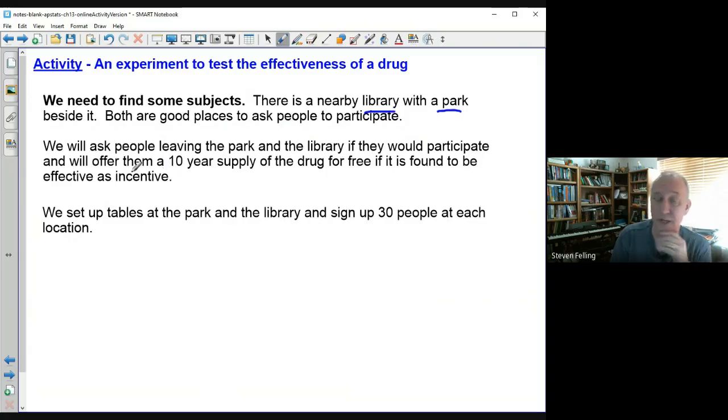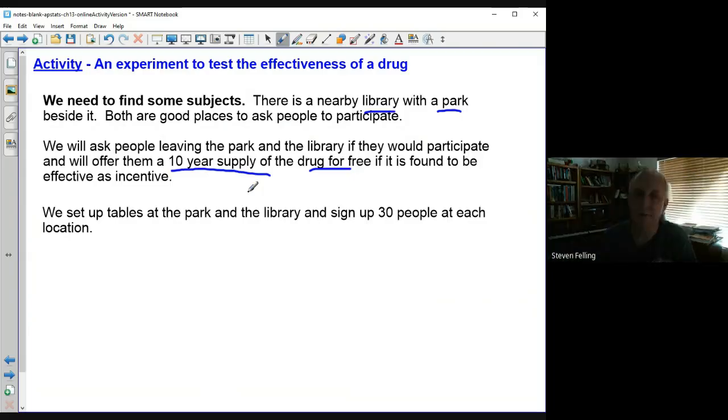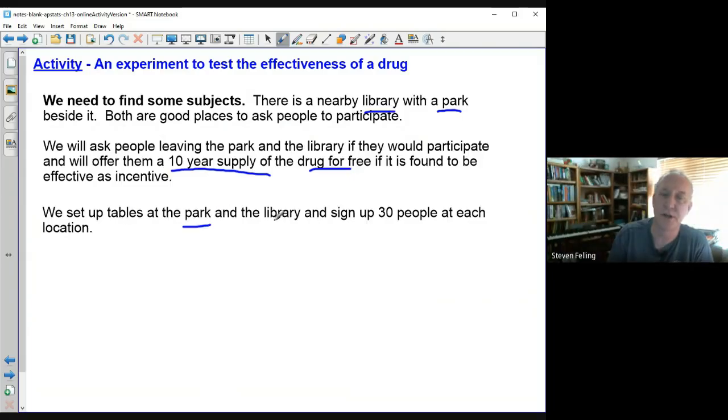And just for participating, when we're done with the study, we'll give them a 10-year supply of the drug for free if we find that it is effective, just to get people to sign up. So we set up a table at the park and a table at the library, and we just sign up 30 people at each location. It happens to be 30 people.